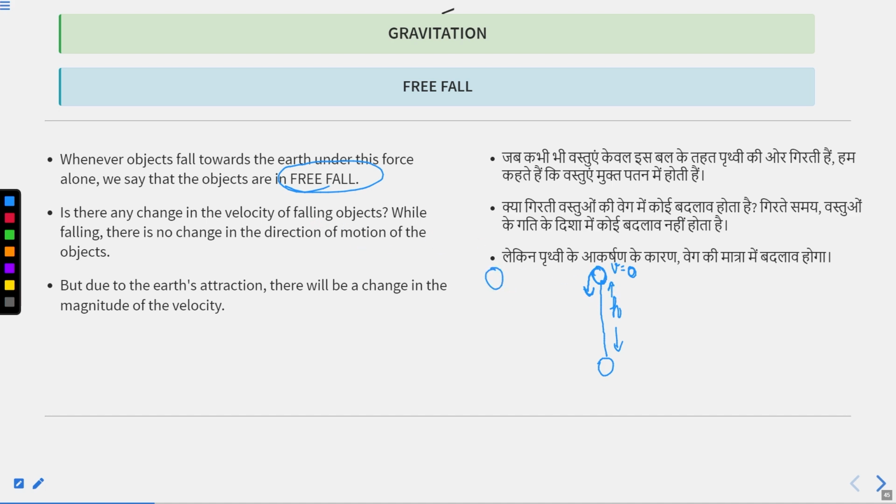Is there any change in velocity of the falling object? This ball is falling towards the earth. Does it have a change in velocity? Its direction is constant, which is towards the earth. But do you think that its velocity is changing? Direction is fixed. No change in the direction. Question: is there any change in the velocity of the falling object?